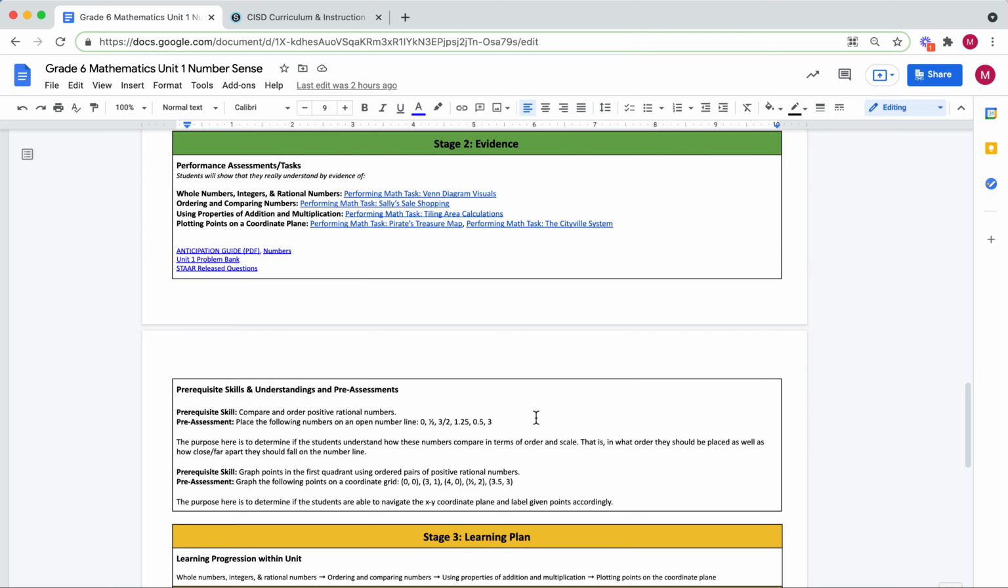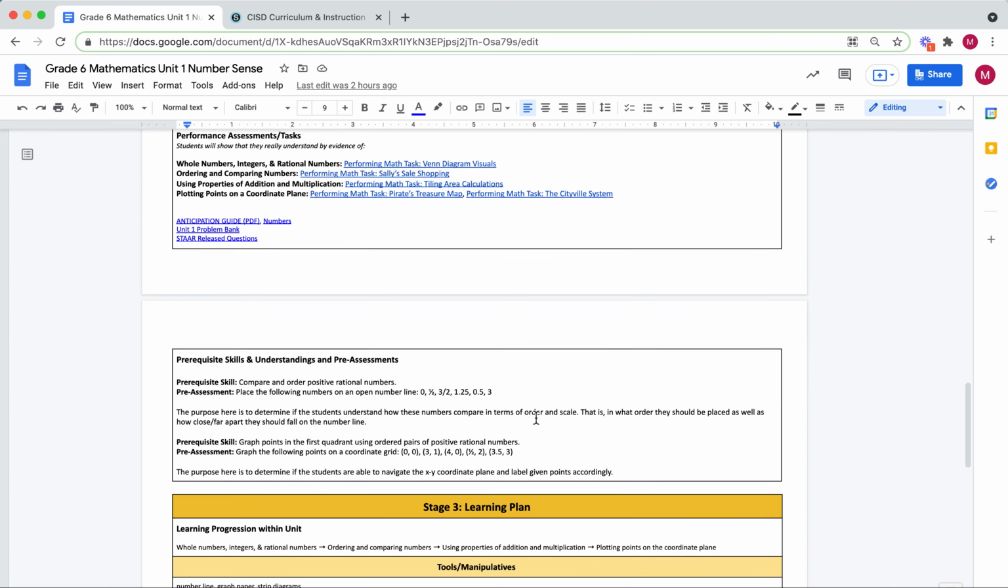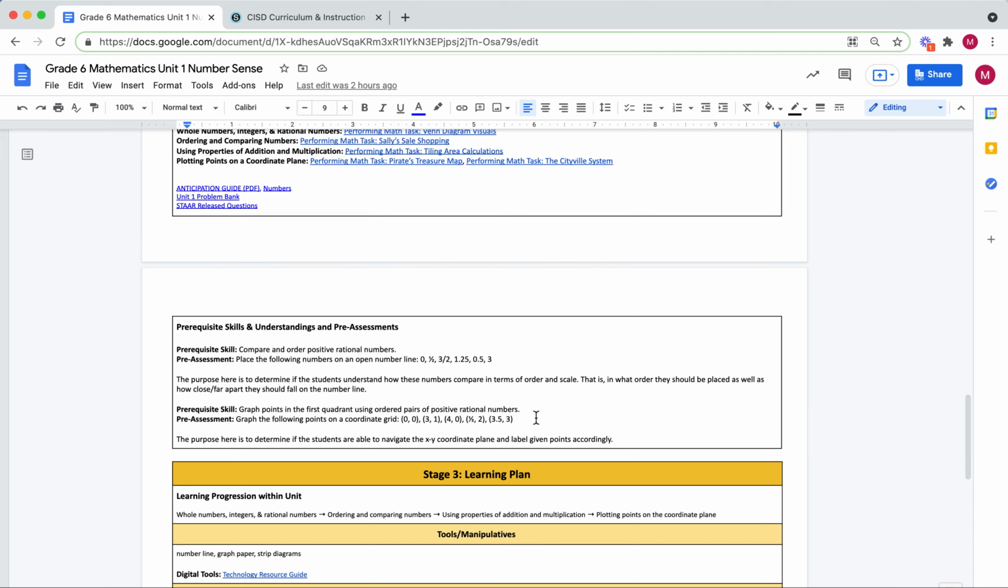So you may just ask them, please place these numbers on an open number line: 0, 1/2, 3/2, 1 and 25 hundredths, 5/10, 3. The purpose is to determine if the students understand how the numbers compare. That is, what order they need to be placed in and how close or far apart they should fall on a number line. When we get to graphing in the 4 quadrants, well, we need to know if they can graph in the first quadrant using ordered pairs of positive rational numbers. So here's a small set of points, and we can ask them to graph them on a coordinate grid so we can determine if they're able to navigate the XY coordinate plane and label the given points accordingly.